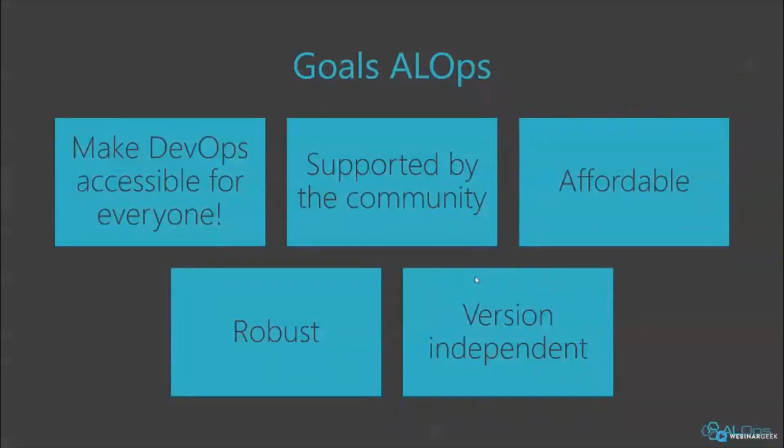So we want to make DevOps accessible for everyone. That means making it as easy as at all possible to do whatever needs to be done for AL or for Business Central in DevOps. Supported by the community, we want to make it as open as at all possible. In fact, all questions and all issues are just available through a GitHub repository that I will share in a minute.